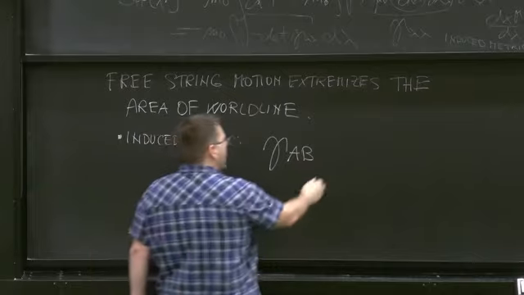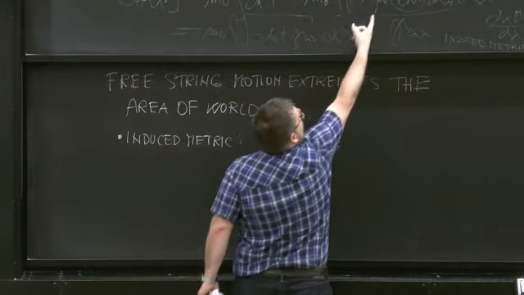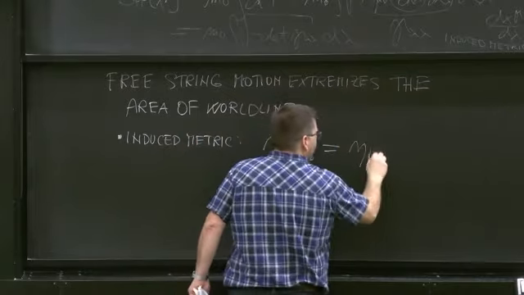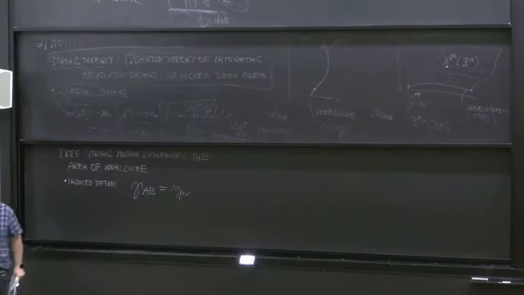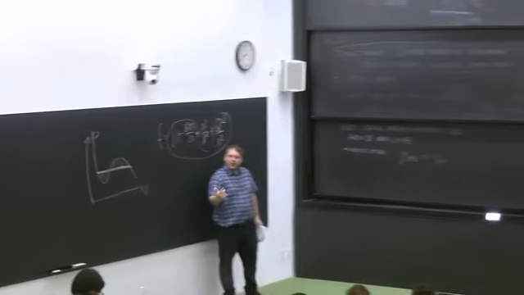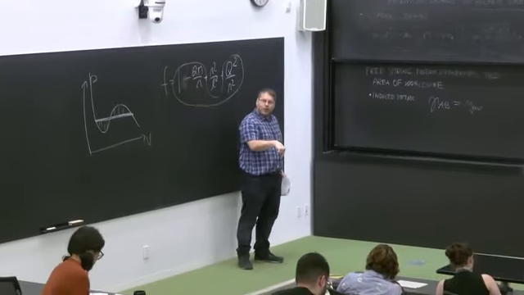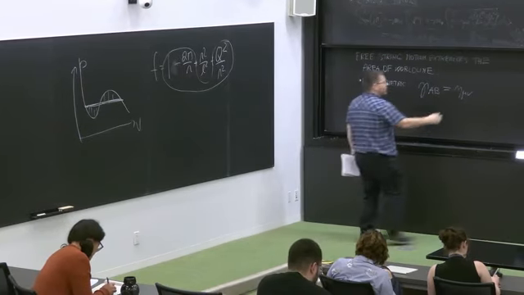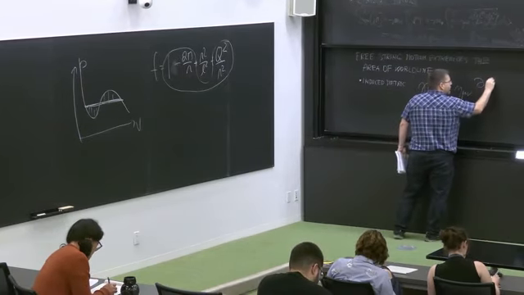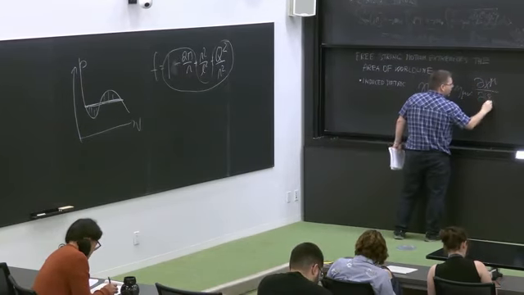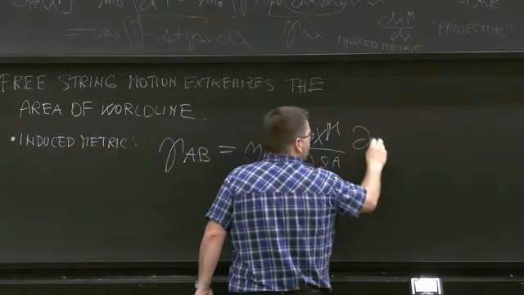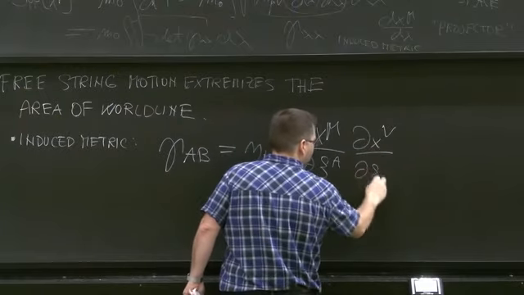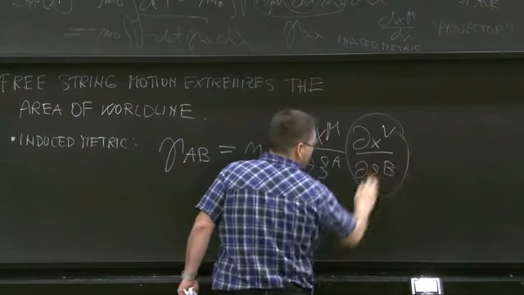And it will be induced from the Minkowski spacetime, eta mu nu, where each index of the Minkowski metric is projected down to my worldsheet. The projectors in this case are dx mu over d psi a and dx nu over d psi b. These are the projectors.